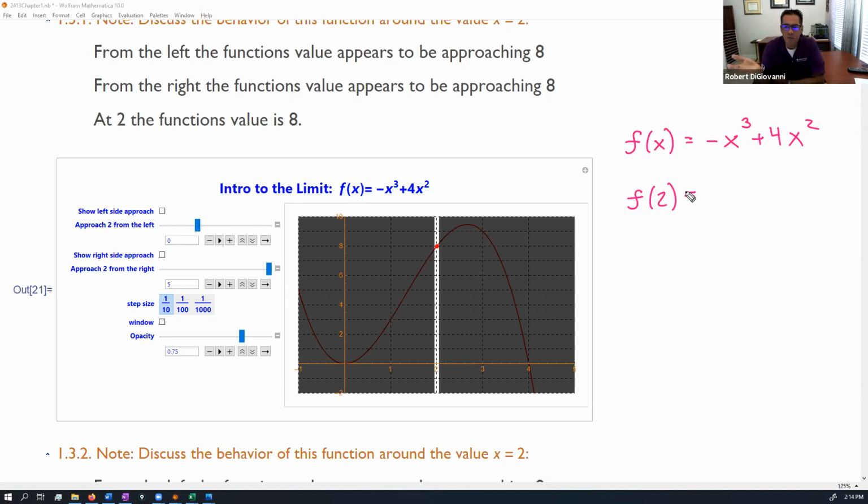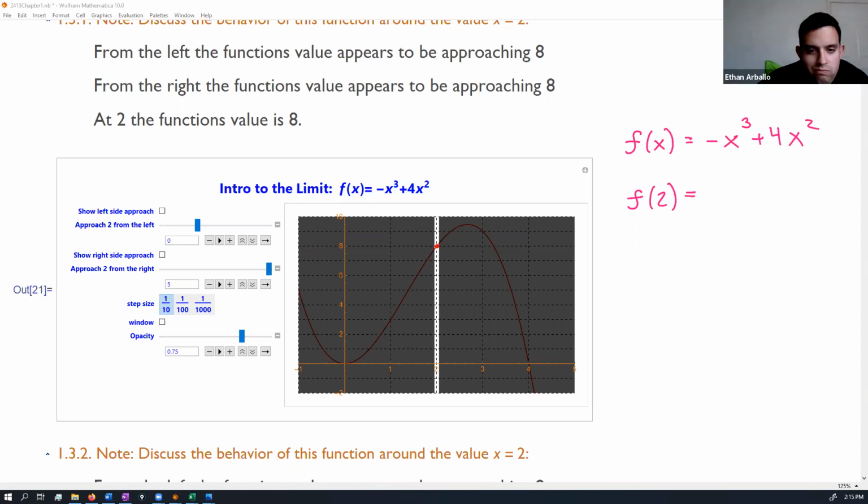Does that seem like a reasonable thing I could ask you at this point? To plug 2 in and you tell me what comes out? Definitely. Okay, yeah. So what would you get? You plug 2 in. Anybody?